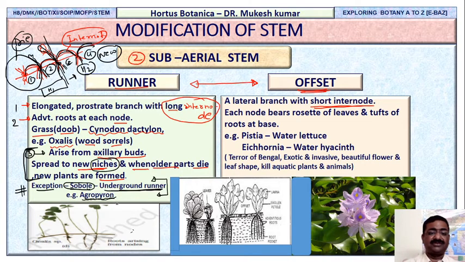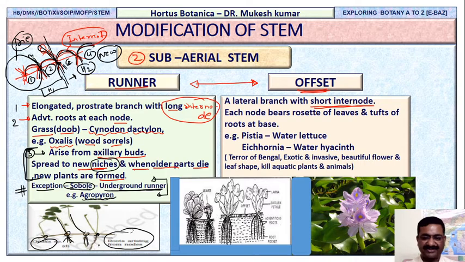Fine. Now just look at this NCERT diagram. This is the example of Oxalis. See, this is the nodal region. Each node is bearing an adventitious root, and the upper part is the leafy shoot, adventitious roots bearing the leafy shoot. So roots arise from the nodes. Each node is bearing roots. We have already studied this point, right?